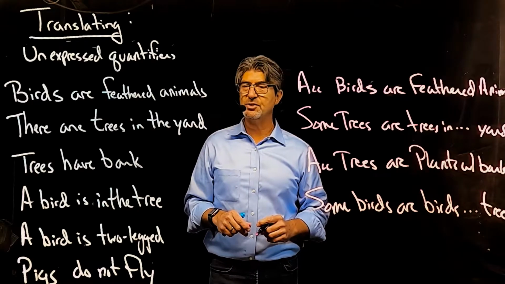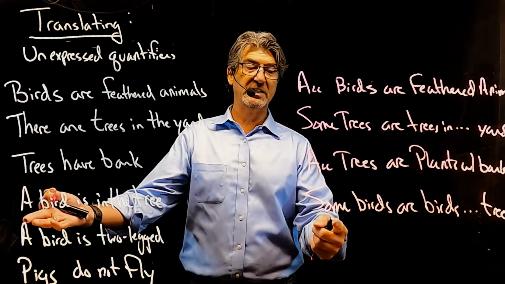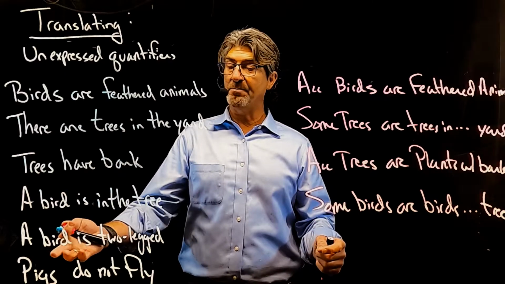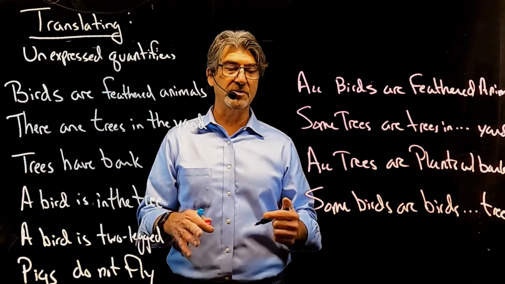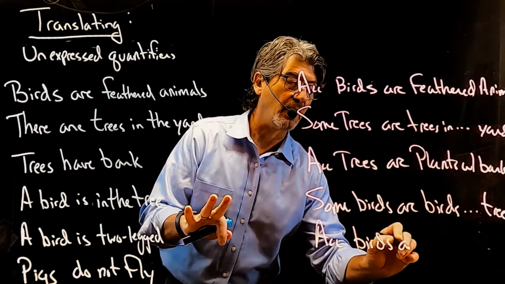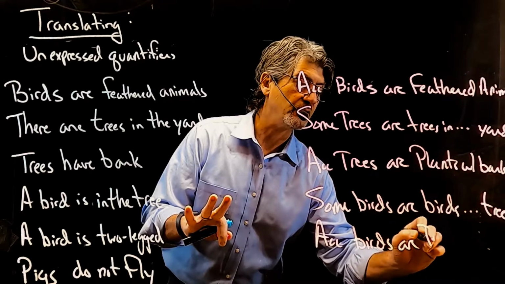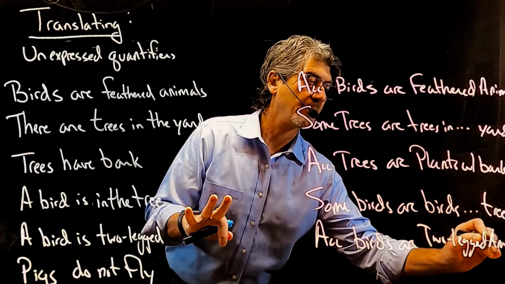A bird is two-legged. Now look at that, it looks a lot like the previous one, but whereas the previous one has some birds, a bird is two-legged is really telling us about everything, about all birds. So in that case we have to say all birds are two-legged animals.